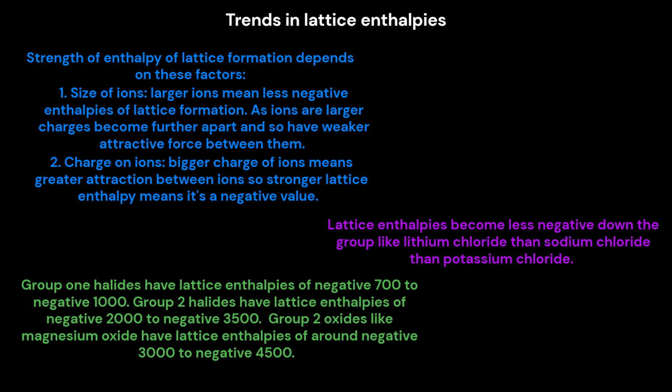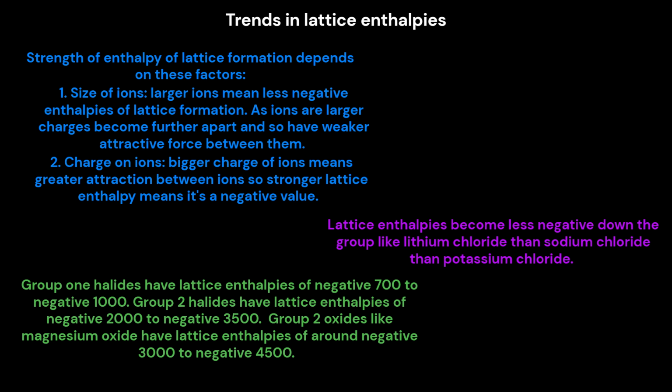Trends in lattice enthalpies. The strength of enthalpy of lattice formation depends on these factors. 1. Size of ions. Larger ions mean less negative enthalpies of lattice formation, as ions are larger, charges become further apart, and so have a weaker attractive force between them. 2. Charge on ions. Bigger charge on ions means greater attraction between ions, so a stronger lattice enthalpy, meaning a more negative value. Lattice enthalpies become less negative down the group, like lithium chloride, then sodium chloride, then potassium chloride.